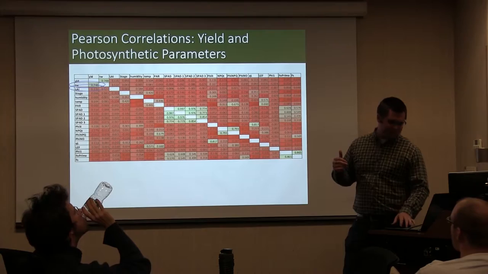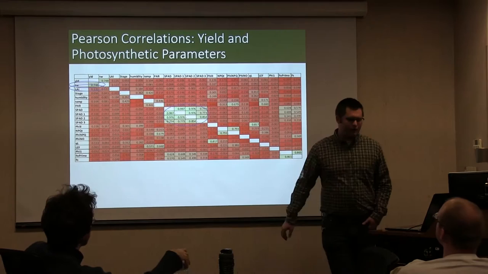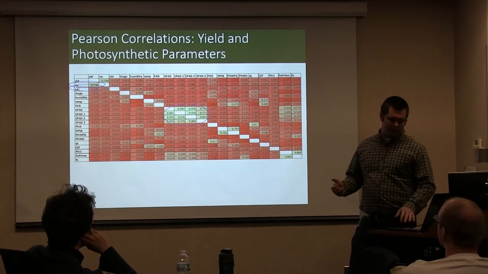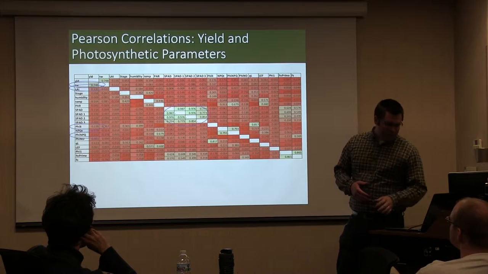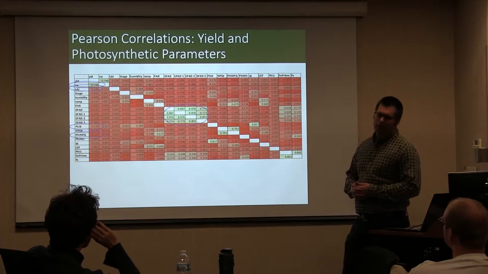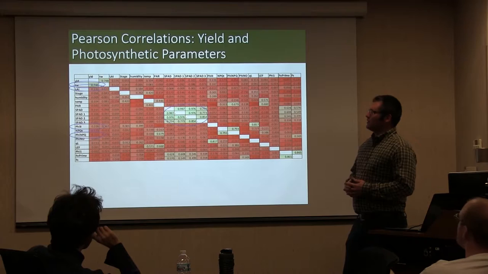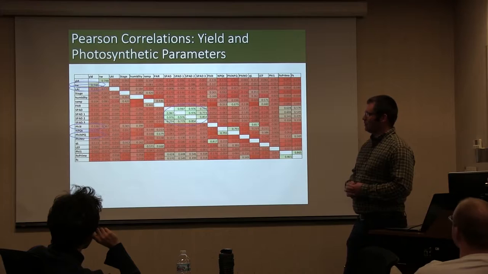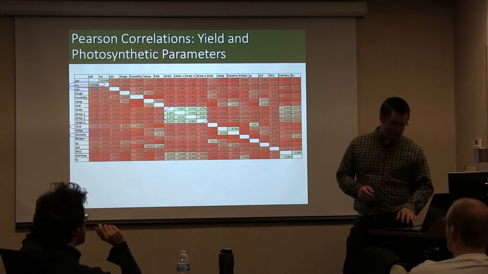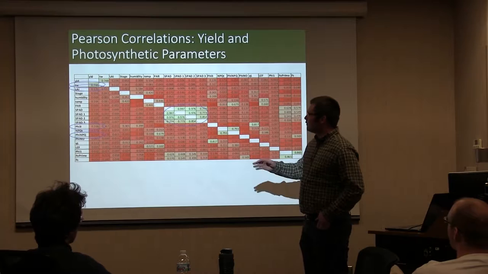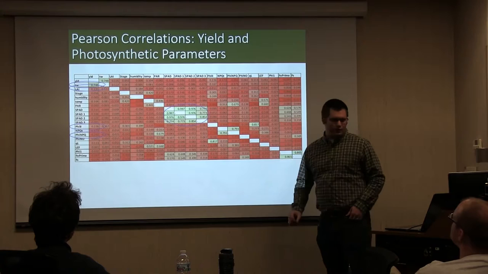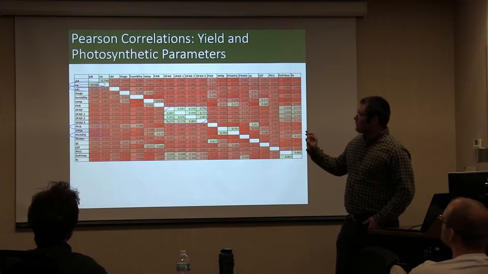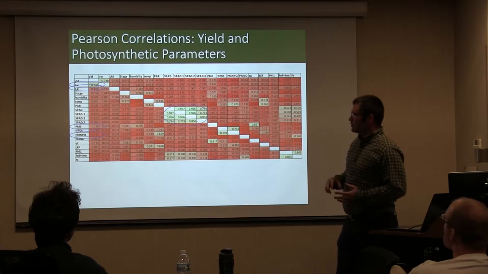I'll also point out this block in the middle. This is the SPAD block. The device actually outputs a few different SPAD measurements that are highly correlated to each other. And really the two that I'll focus on for a lot of this talk are Phi2 and Phi NPQ. That's photosystem 2 efficiency and energy dissipated by heat, or rather by non-photochemical quenching. You can see here that Phi2 is positively correlated with yield at 0.22 or 0.23, whereas Phi NPQ was negatively correlated to yield with a correlation of 0.25.